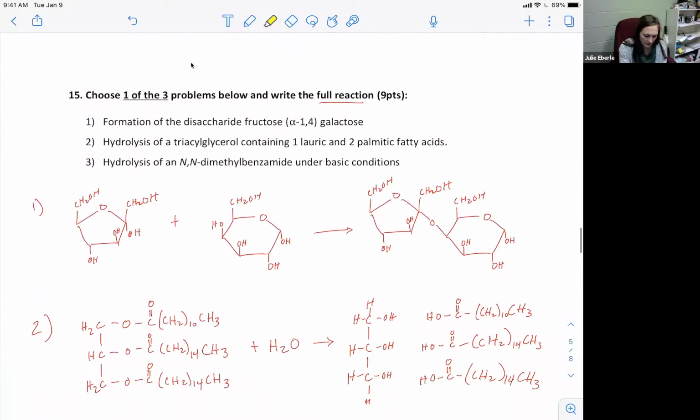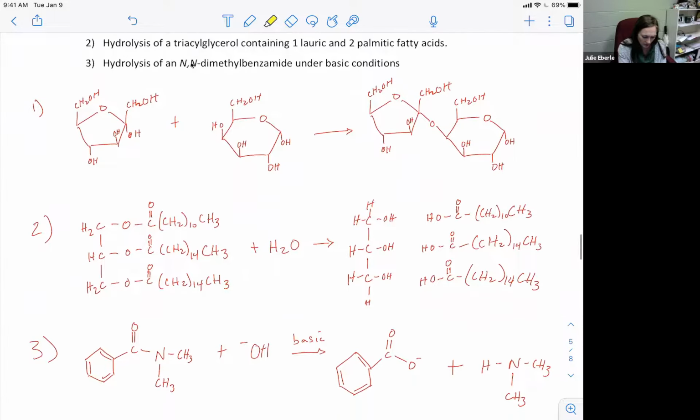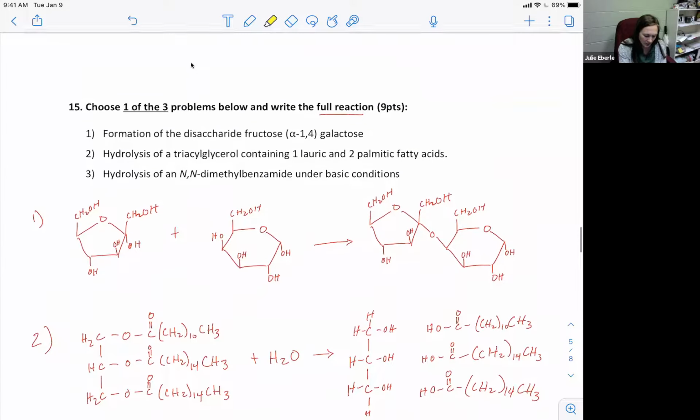All right, this was a big problem. So I wrote out all three here. Nobody did number 3, so you all picked between 1 or 2. Let me talk about 1 for a second.